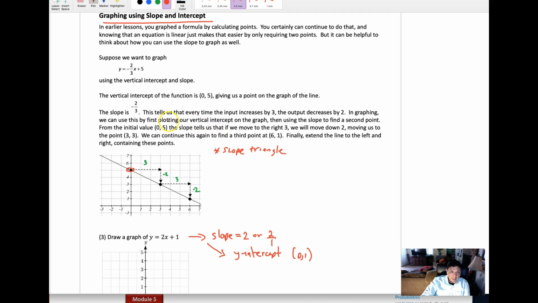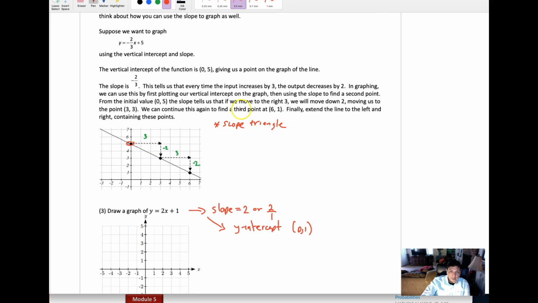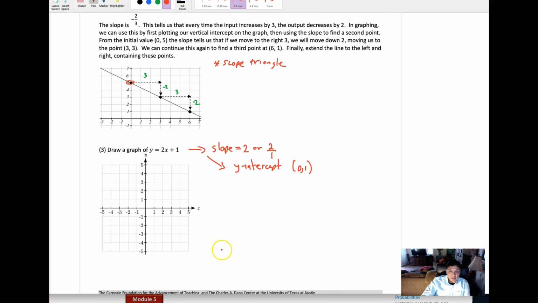As you read through this, the way I think about it is kind of drawing a slope triangle. There's your rise over run. Negative, it's decreasing. The bottom part is your change in x, the top part your change in y. So you can see 3, 2, 3, 2. Plotting points is a fast way of graphing, moving to the right and moving down. We're doing that because the values are negative. Let's look at this example here.